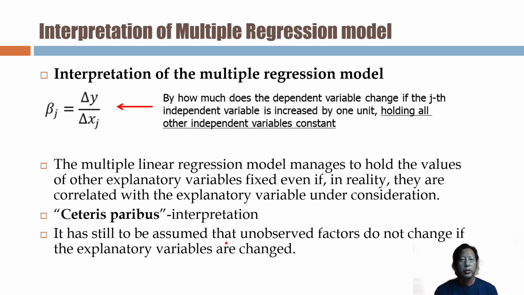Interpretation of multiple regression models: I already explained what beta j means. It is how much the dependent variable changes if the j-th independent variable is increased by 1 unit. But here the condition is holding all other independent variables constant. This is ceteris paribus. It is a Latin phrase, but used a lot in economics.